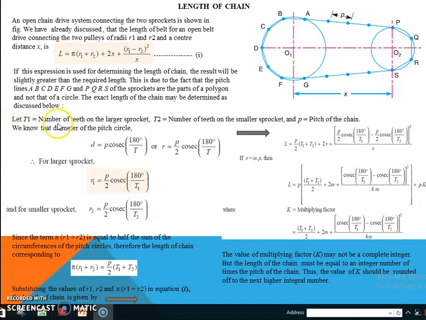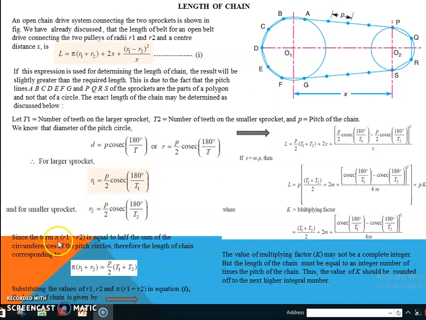Let T1 equals the number of teeth on the largest sprocket, T2 the number of teeth on the smaller sprocket, P the pitch of the chain. We know that the diameter of the pitch circle, D equals P into cosec(180/T). Further, we can get this relation in terms of radius: R equals P/2 into cosec(180/T). For the largest sprocket, we can modify this relation: R1 equals P/2 cosec(180/T1). Similarly, for the smaller sprocket, by replacing the suffix 1 by 2.